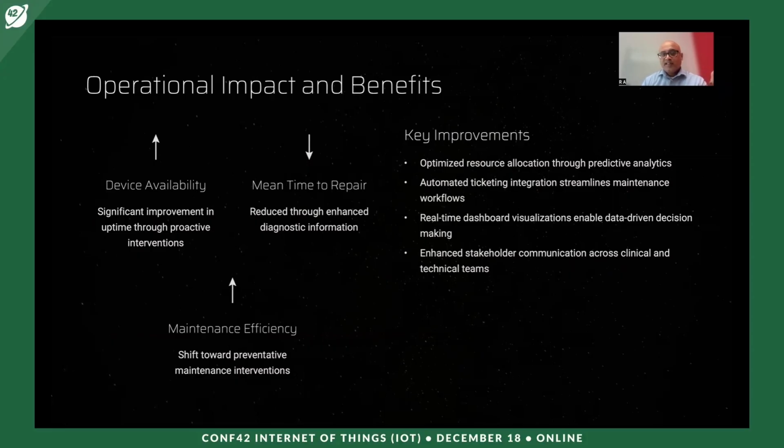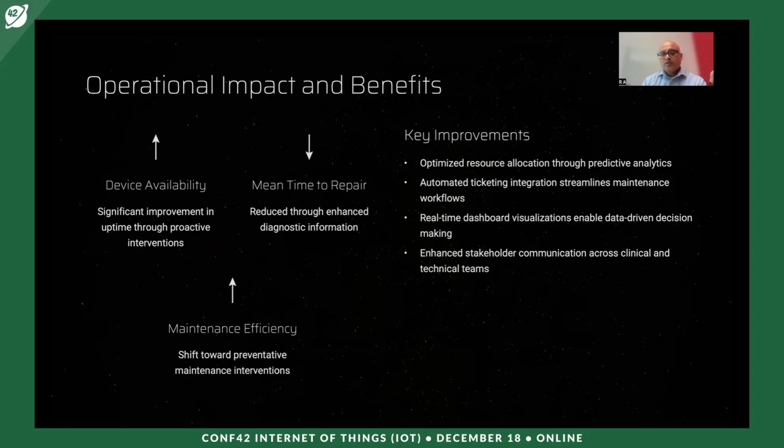An automatic ticketing system integrates maintenance and workflows, streamlining the maintenance of the workflows. Whenever device failures occur, our workflows will trigger the creation of automated tickets in the ticketing system. And we also develop real-time dashboards. These visualizations enable data-driven decision making, so that means we can predict based on the data visualizations.